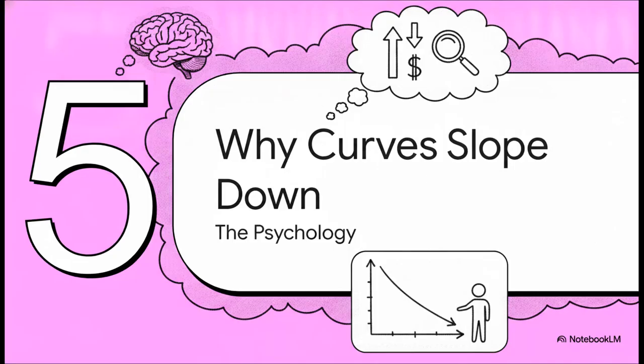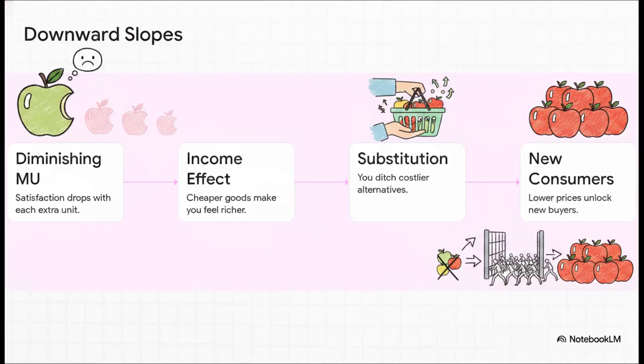Section 5. Why curves slope down. We've seen the math, we've explored the crazy exceptions, and we know the external levers. But why exactly does human behavior force that normal demand curve downwards? So the crucial point is that it all comes down to 4 invisible forces. It starts with diminishing marginal utility. Basically, the more you consume, the less satisfaction you get from the next unit, so you're only going to buy that 3rd or 4th apple if it's cheaper.